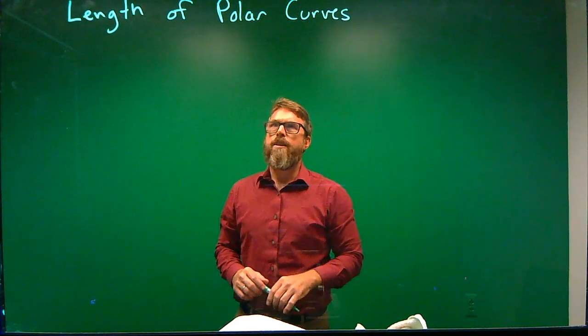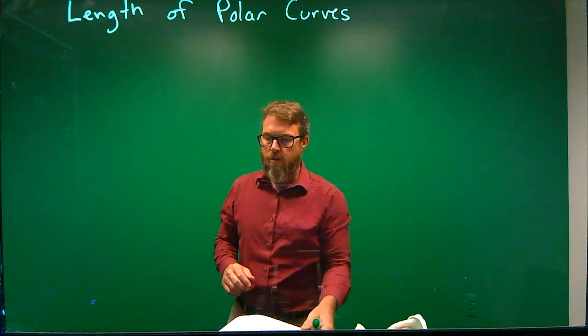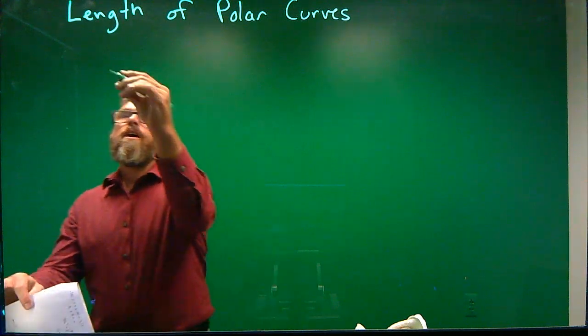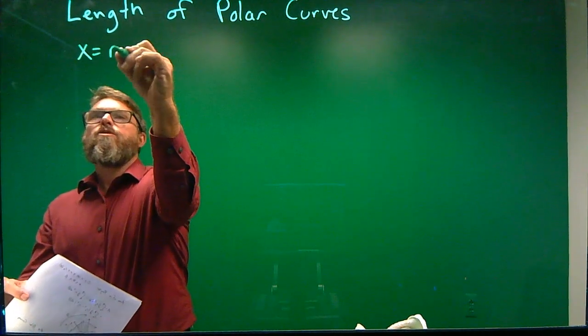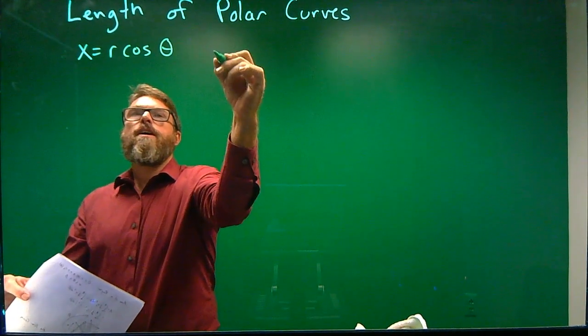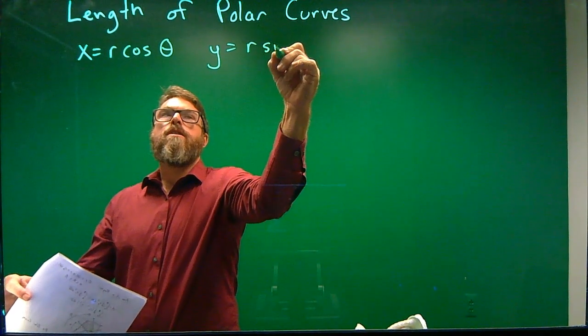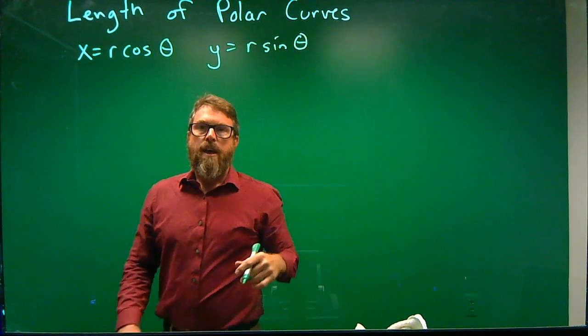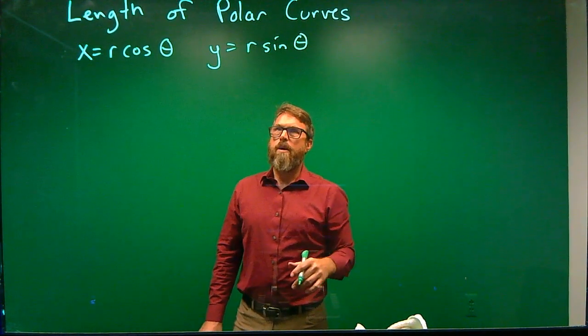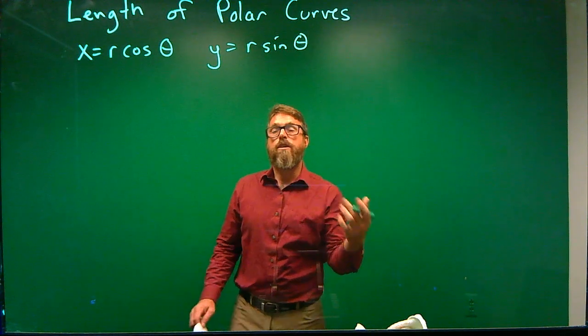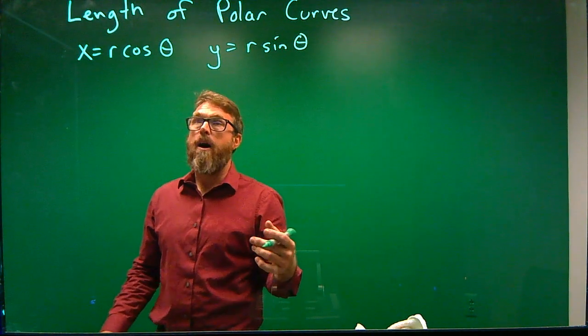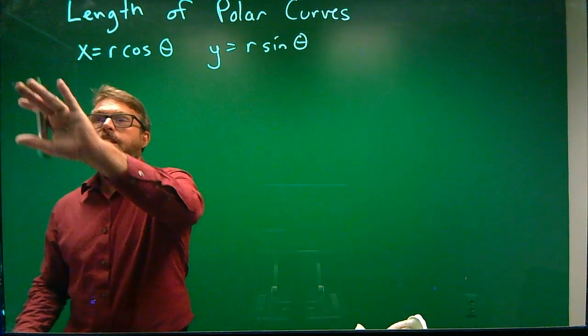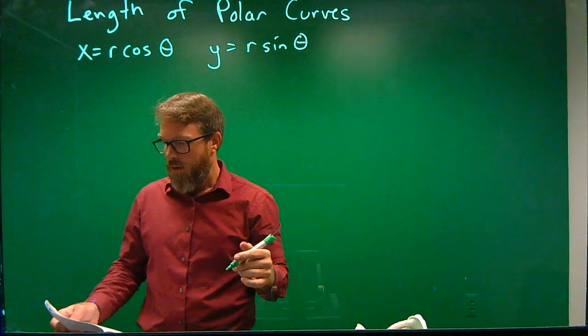All right, today we're going to find the lengths of polar curves, and we're going to use the parametrics. X is equal to r cosine of theta, and y is equal to r sine of theta. So we're going to use these parametrics to be able to find the lengths of the polar curves using the length formula that we know from a previous video for finding the length of rectangular curves or functions.